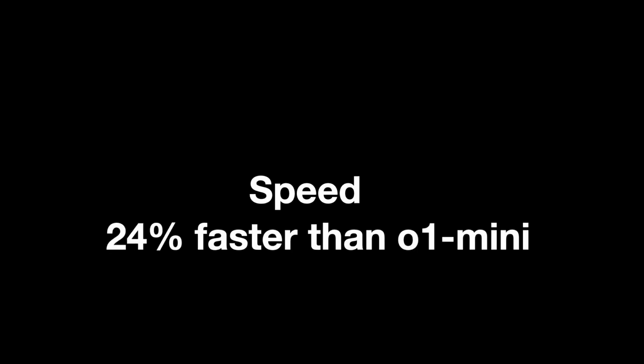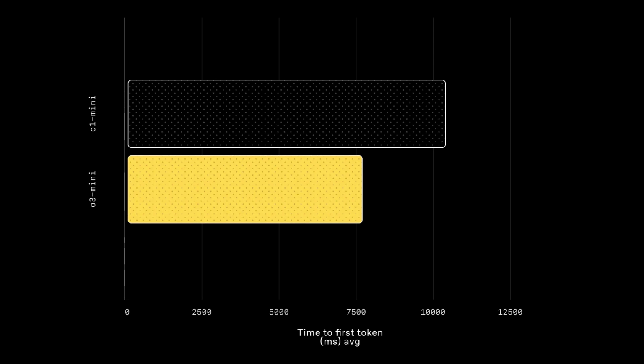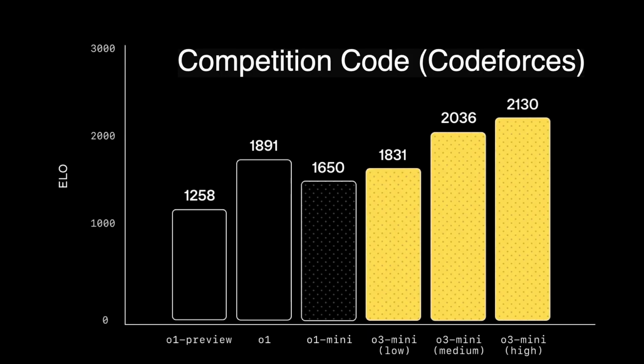The next feature is speed. Actually, it's a little faster. It's like 24% faster than o1-mini. Namely, on average, for every output, o3-mini is like 2.5 or so seconds shorter than o1-mini. Now, coding, we can easily spot that o3 high and medium outperform all the other models. Later, I'm going to show you something else, something more interesting.